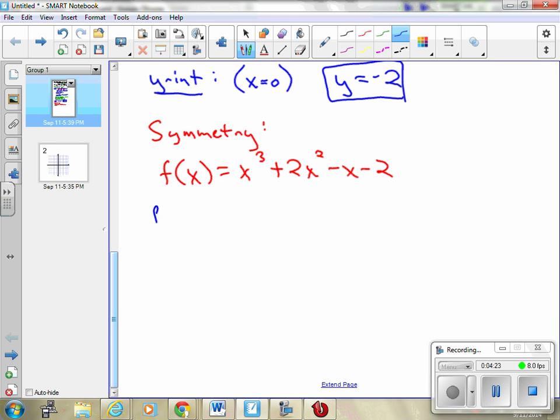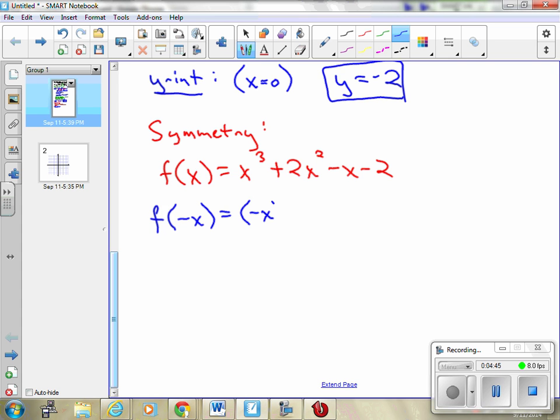And I want to compare that to f of negative x. Basically, I want to figure out, is this an odd function, is it an even function, or is it neither? If it's even, I know I'm going to have symmetry across the y-axis. If it's odd, I know I'm going to have symmetry across the origin. And if it's neither, then I'm not going to be looking for any particular symmetry.